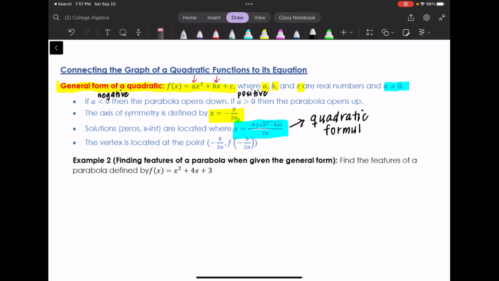And then the formula for the vertex, given the general form, is going to be a coordinate, and the x part of the coordinate is negative b over 2a, and the y part of the coordinate is f of negative b over 2a. So it's just plugging that x coordinate back into the function itself.